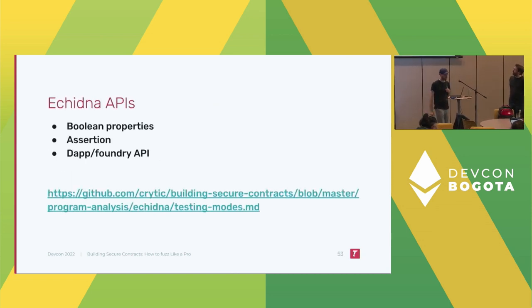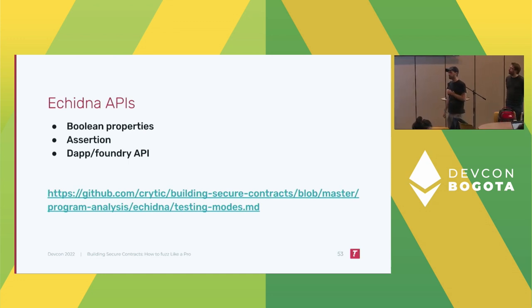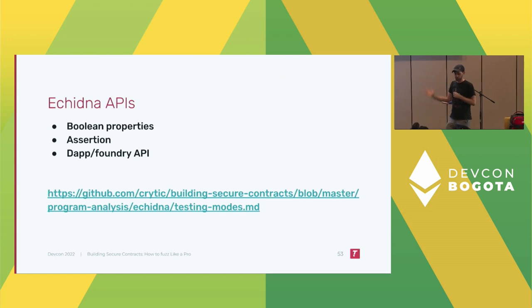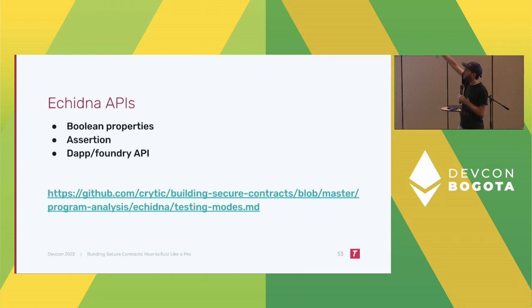This is a topic that is still an open debate in some cases. So what is the best way to test, to create properties? Echidna supports a couple of different ones. It supports Boolean properties in which a function is executed, and then it should return a Boolean true or false. And if the function reverts for any reason, that is the same as returning false.